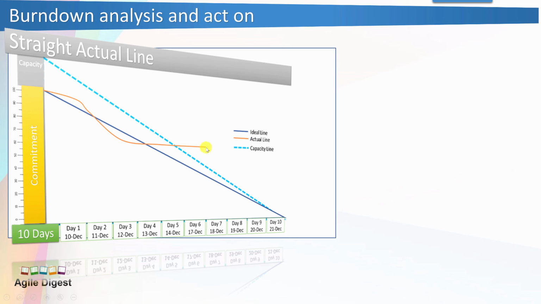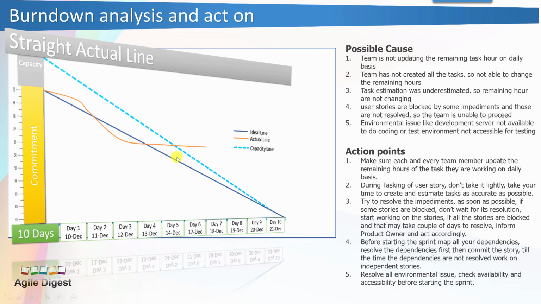So what can be the reasons for this? A possible cause is the team is not updating the remaining task hours on a daily basis. The team has not created all the tasks, so they are not able to change the remaining hours. The remaining task was underestimated, so remaining hours are not changing. User stories are blocked by some impediments and those are not resolved, so the team is unable to proceed.